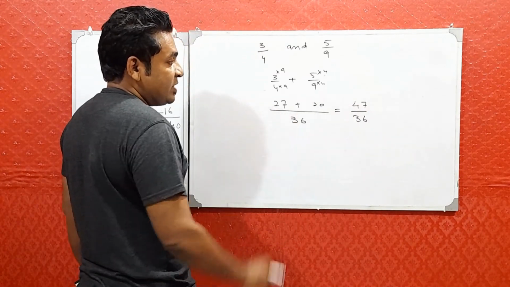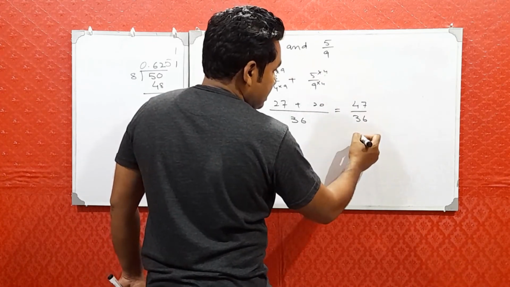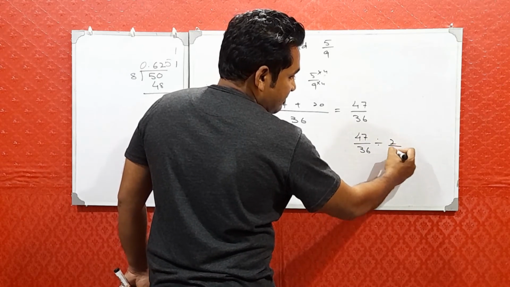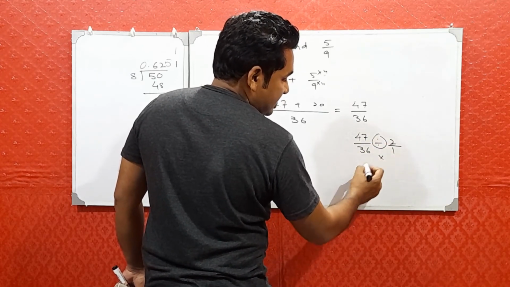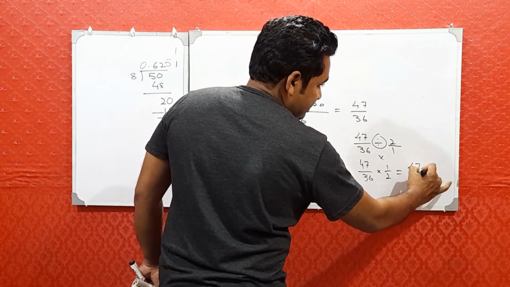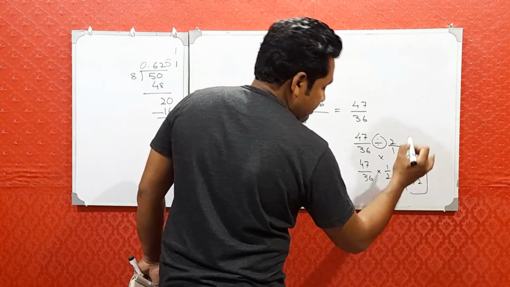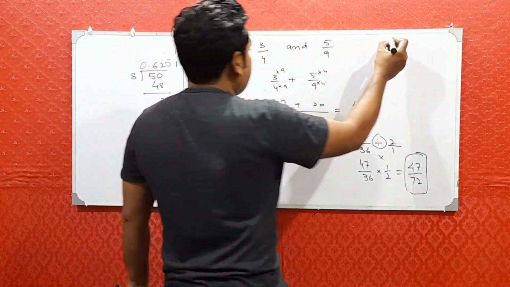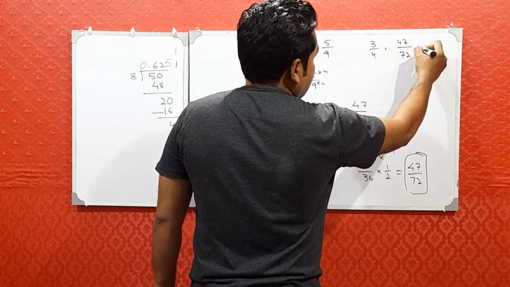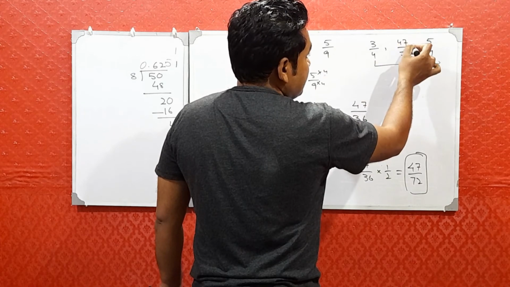Now we have added. What we are supposed to do, we will divide it by 2. This number we will divide by 2, means 47/36 we will divide by 2, to get the number between them. So 47/36 divided by 2. We can write 2/1 and convert it into multiplication by taking the reciprocal. So 47/36 multiplied by 1/2. 47 ones are 47, and 36 twos are 72. So this number 47/72 is the number between 3/4 and 5/9. It means the fraction between these two is 47/72.